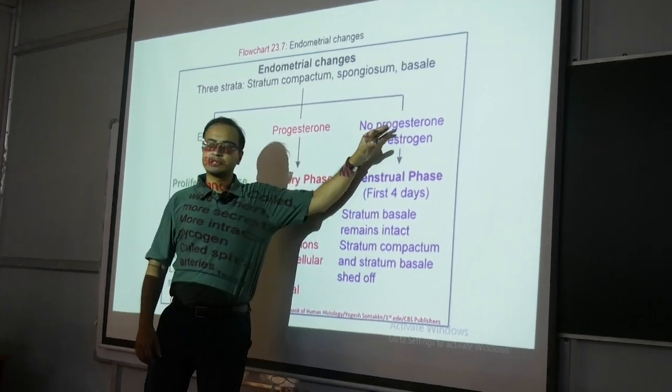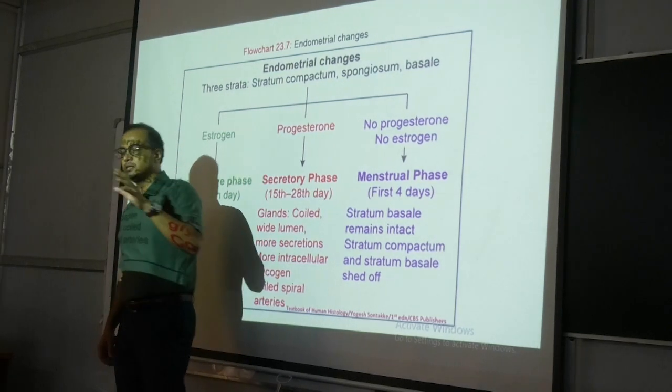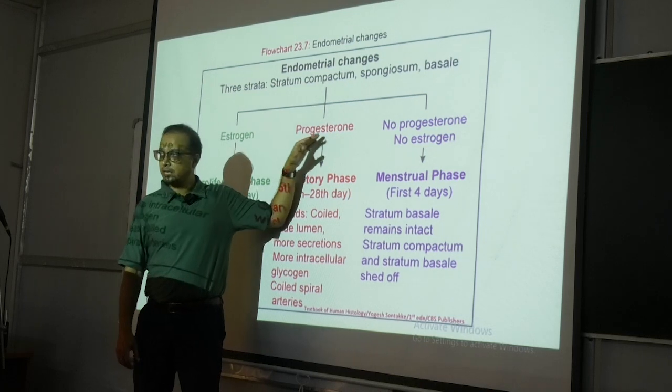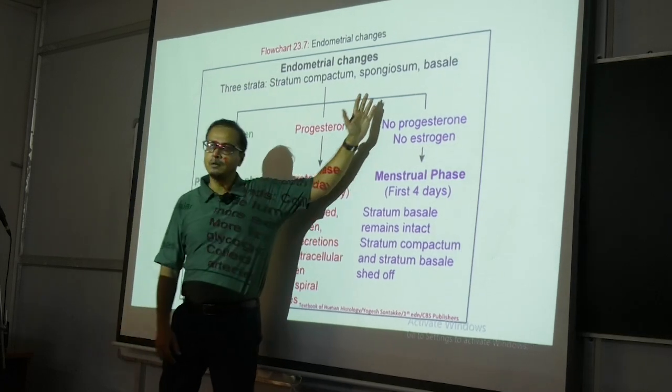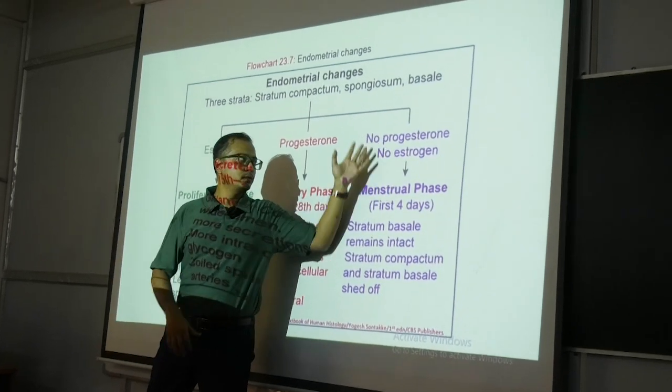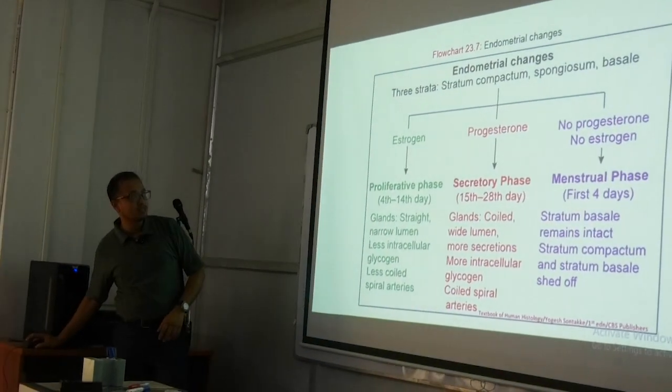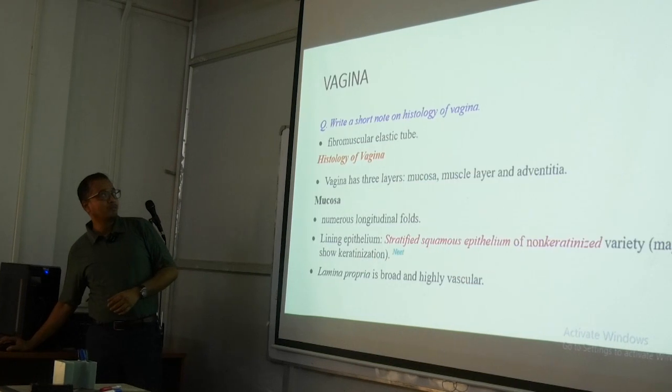Initially it is hit by estrogen, then it is progesterone which takes care of these layers to grow, and then everything sheds off. Then we have no layers of their own and no hormones coming there. So we talked about the phases of the menstrual period.